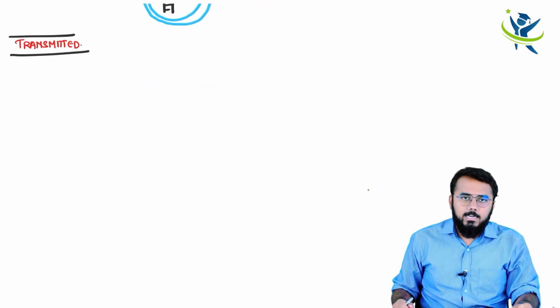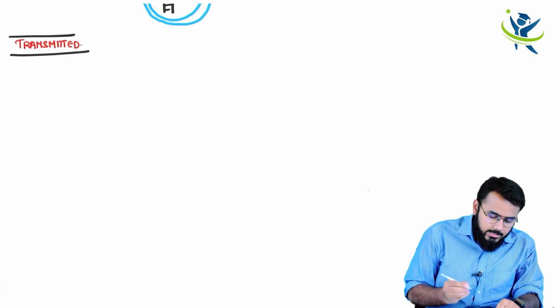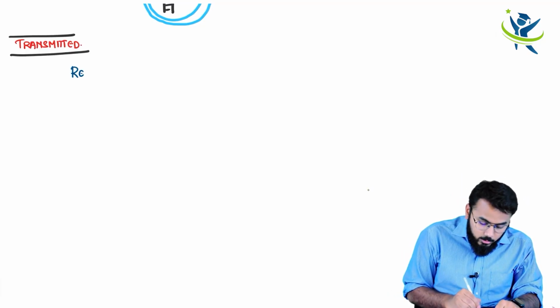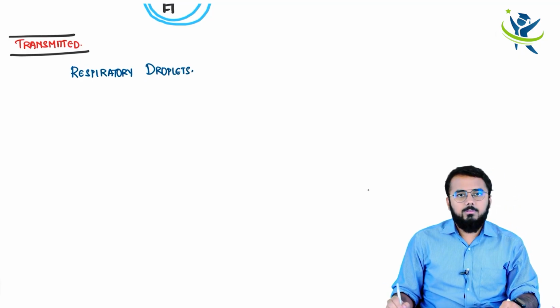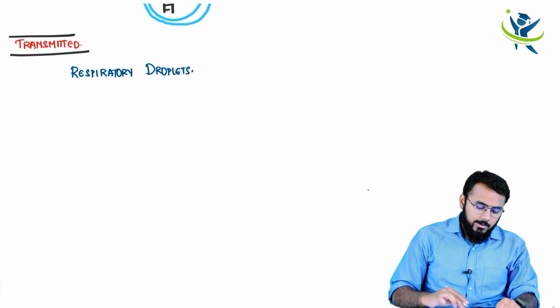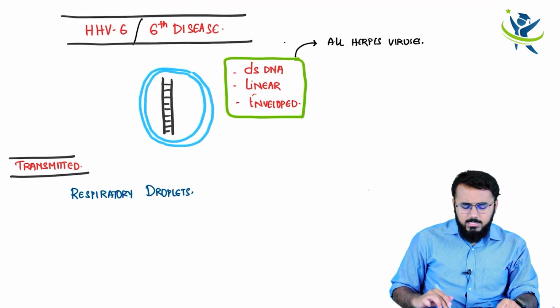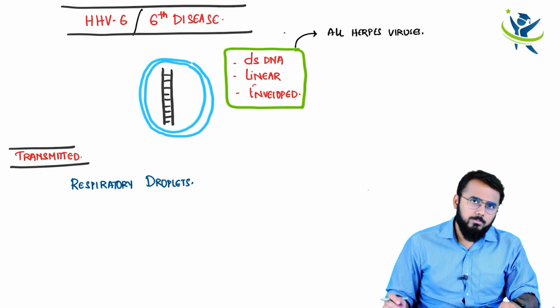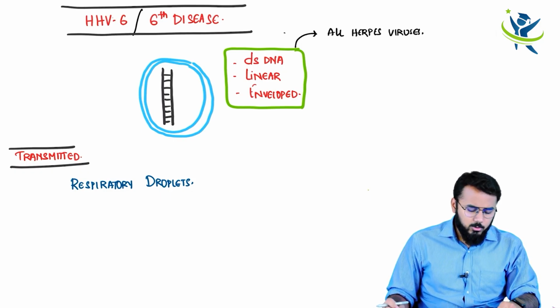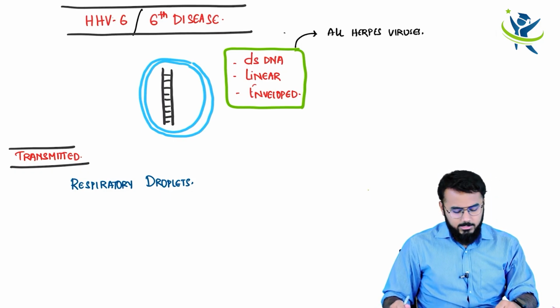The next important thing is how this disease gets transmitted. It is mainly through respiratory droplets or respiratory secretions, okay. Obviously, these diseases are mainly seen in children and the infant age group. So mostly in the infants and in the children, you see these diseases.